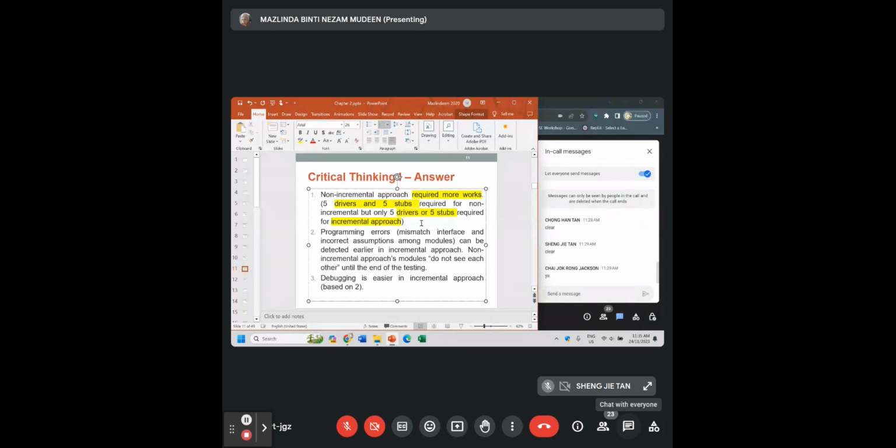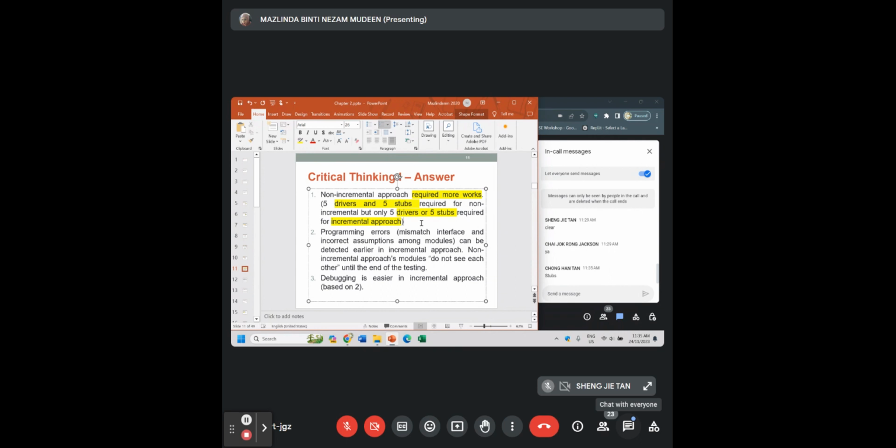If I use top down, starting from the main module to the lower level module, which one will I need? Driver or the stub? The stub, because we have completed the higher level, so we need the stub to replace the missing code at the lower level.